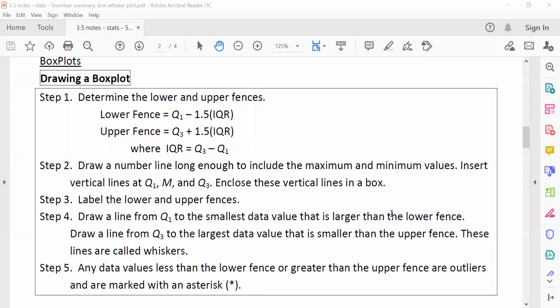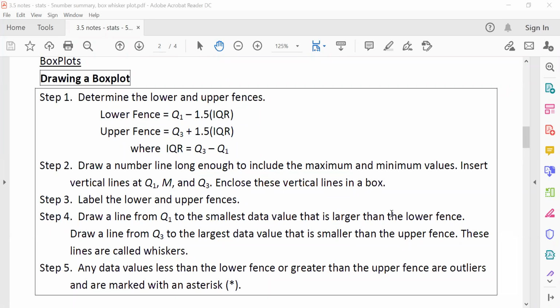So what you're going to have to do is a couple things. The first thing you're going to have to do is determine the fences. Remember, the fences were what we used last time especially to find outliers. The lower fence is the first quartile minus 1.5 times the interquartile range. And the upper fence is the third quartile plus 1.5 times the interquartile range. The interquartile range is the difference between the third and first quartiles.